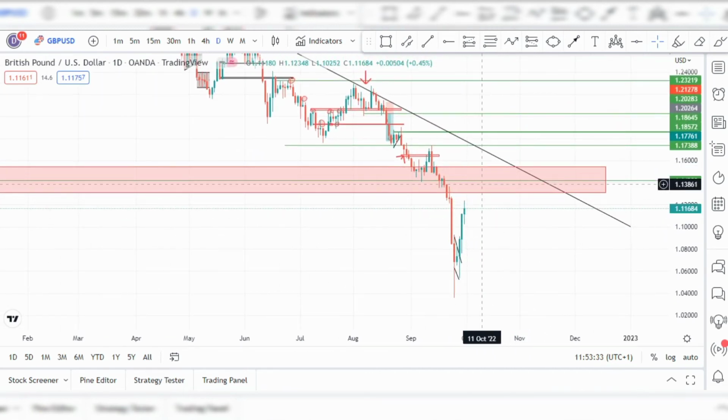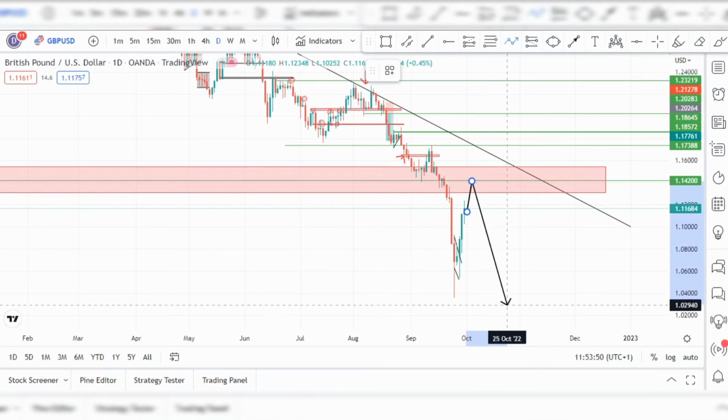I know this zone here is a wise zone to look into, so that's why the average of that zone would be the 1.142 area. So when price gets close to that area there, and is giving us any sort of reversal on the daily time frame here, then we'll be looking to take our trades to the downside.